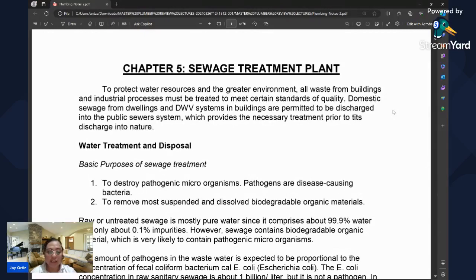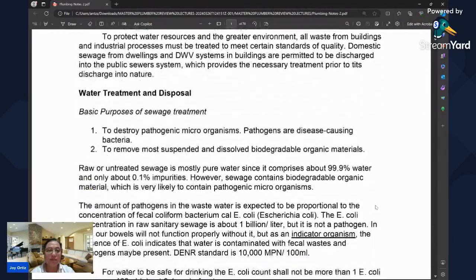First is to destroy pathogenic microorganisms. The pathogens are disease-causing bacteria. Imagine if all the waste collected from the building went straight to the ocean or the river. They would become contaminated. That's why the purpose of sewage treatment is to destroy the pathogenic microorganisms, the pathogens that can cause diarrhea and illnesses in people. That's what we want to avoid. That's why we have the sewage treatment plant.